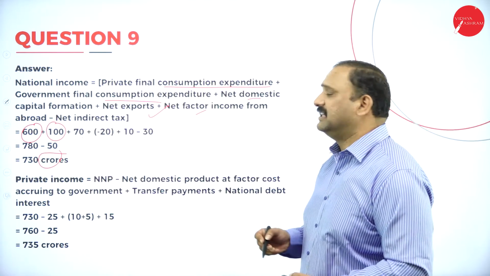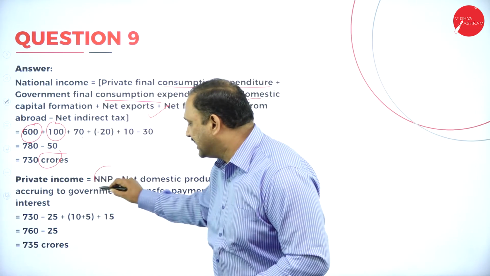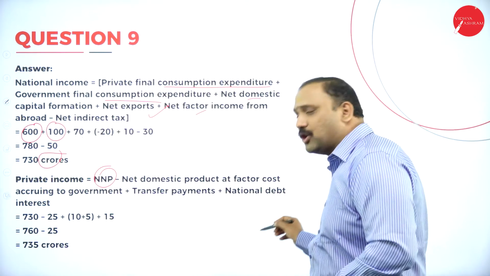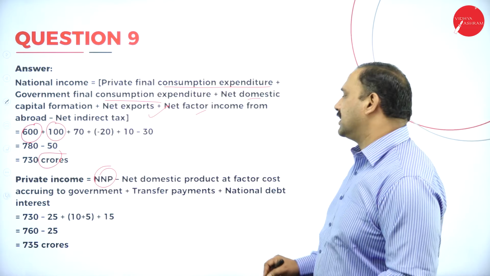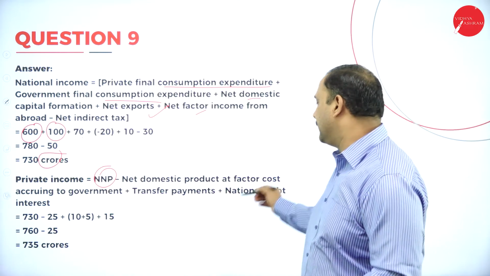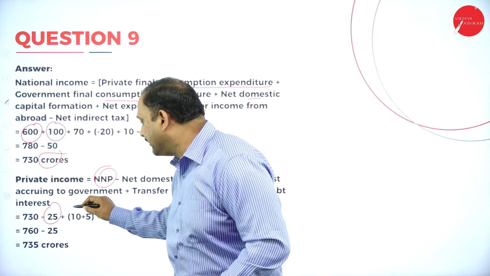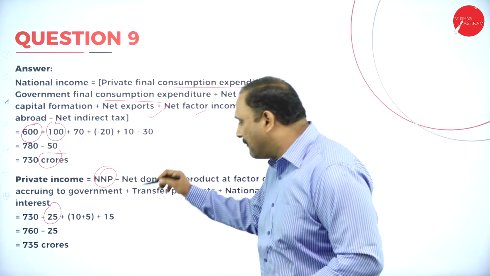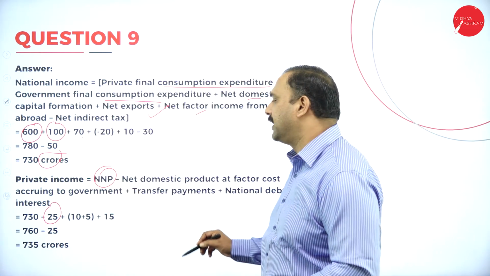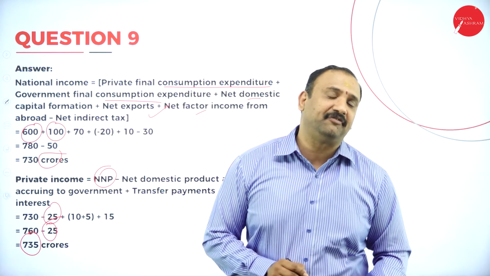Now from there, the private income. Private income is nothing but the national income taken here, minus net domestic product at factor cost accruing to the government, plus transfer payments, plus national debt interest. So 730 minus 25 plus 15 plus 15. So 730 plus 30 becomes 760 altogether, minus 25. The final answer is 735 crores.